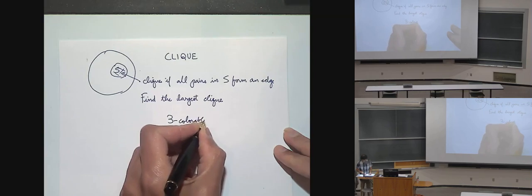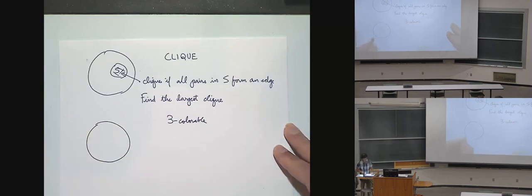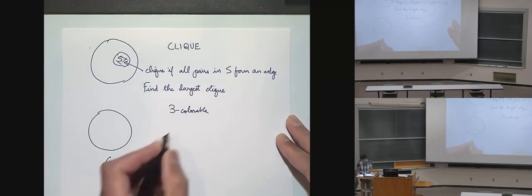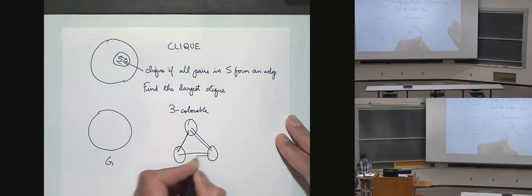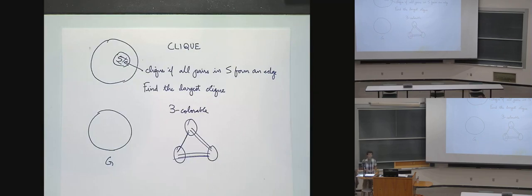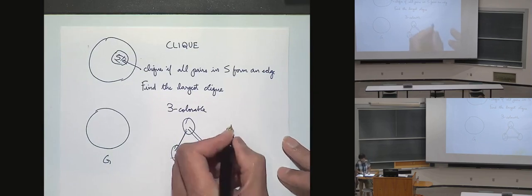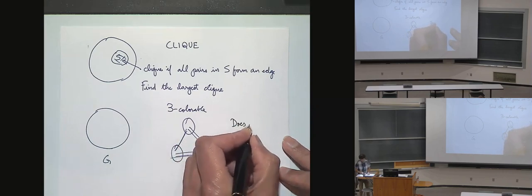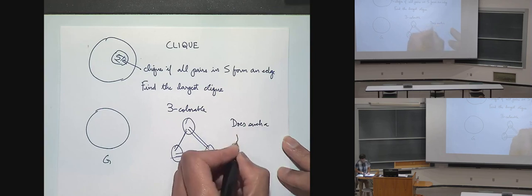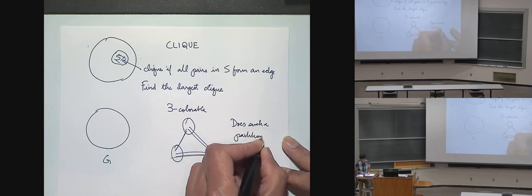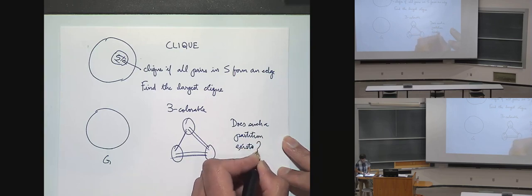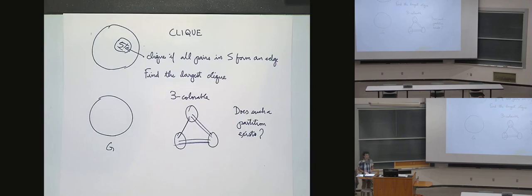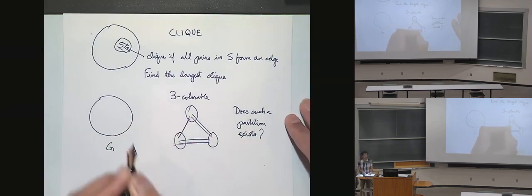Okay? So this problem, I'll give you the three-colorable problem. So you're given a graph. You need to break it up into three parts so that all the edges only go across in this way. Does such a partition exist? Does this make sense? I take a graph, I break it up into 3 parts, and all the edges have to go across these parts.